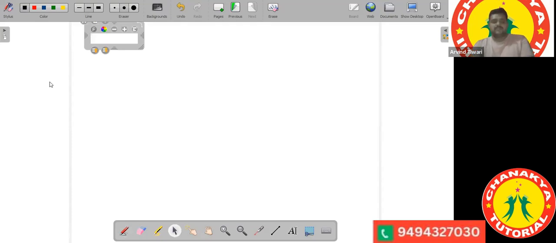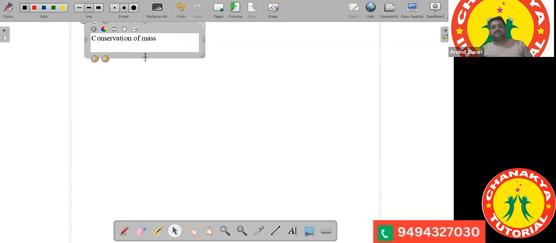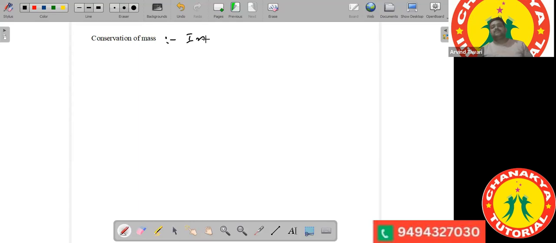So when we say conservation of mass, it means in a chemical reaction, the mass is neither created nor destroyed. This is what it means. Sir, in NCERT, there's an example given when it gets broken down, it's still the same amount. Okay, we will see some examples.